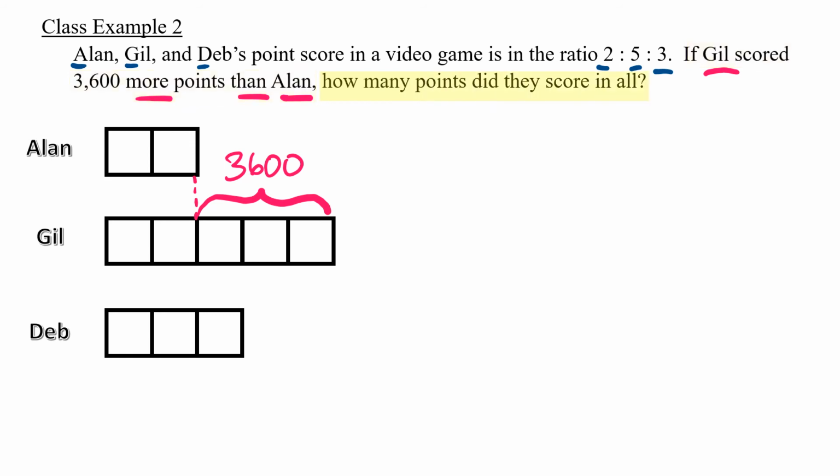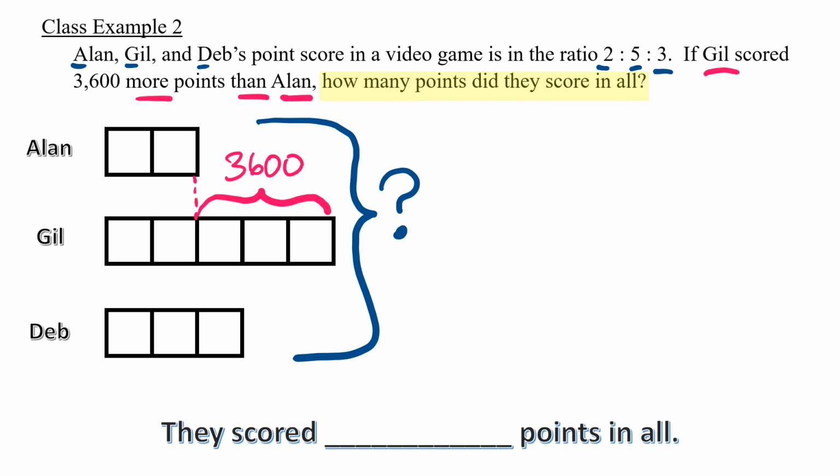And then it says how many points did they score in all. So I'm not looking for their individual amounts, I'm just looking for the total. How many total points did everybody score? And my sentence would say something along the lines of they scored blank points in all, or Alan, Gil, and Deb scored blank points in all. Okay? That is all the information the problem gave me. You're going to have to read carefully to realize that that 3,600 is not Gil's amount. It's those extra 3 units past Alan's amount. And then that's our given.